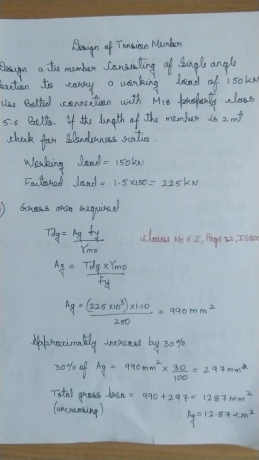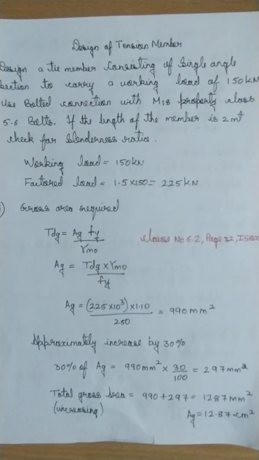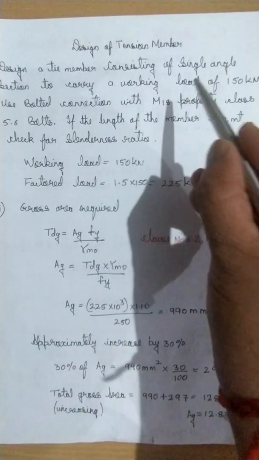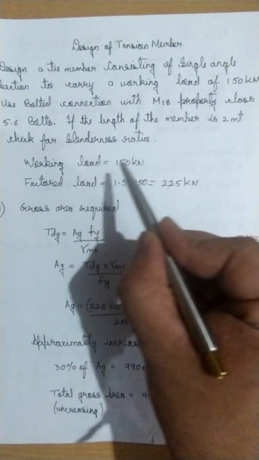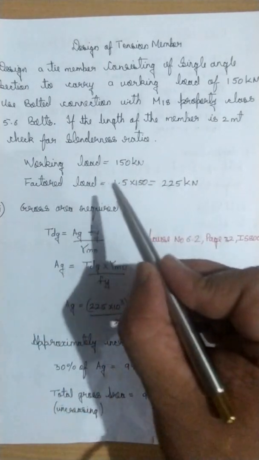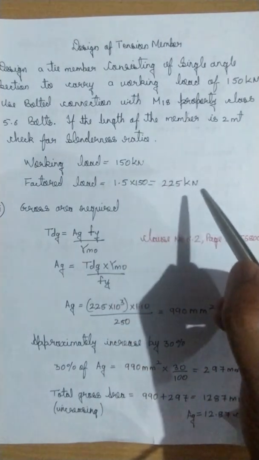So herein they have not given the section, so the load is given. So using this load we have to find out the section and we have to choose the section. So let us start. The load given is a working load, that is unfactored load. So the working load is 150 kilonewton. So let us find out the factored load or design load, which is 1.5 into this. So this is the worked out value, which is 225 kilonewton.